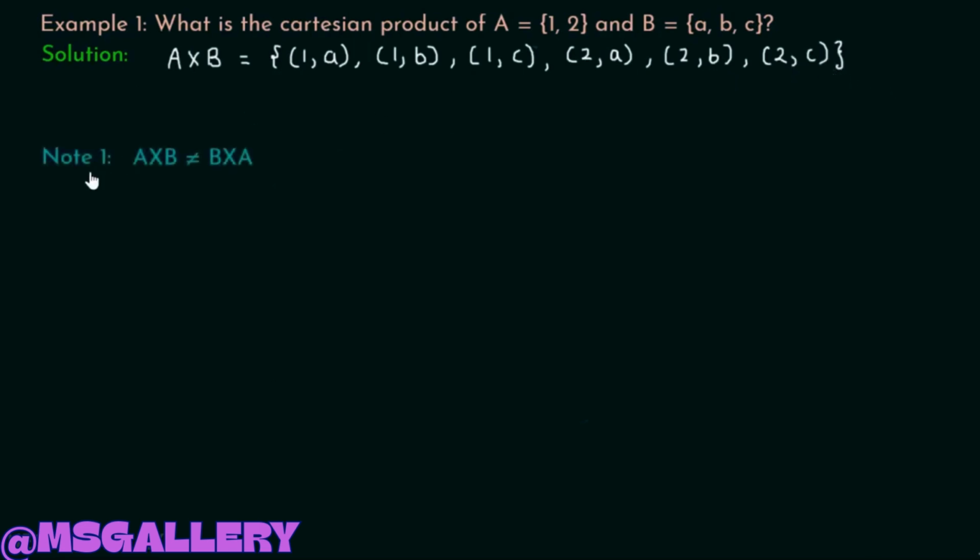Now here is one important note. A cross B is not equal to B cross A. It should be well noted that A cross B is not equal to B cross A. Why is that so? Let's discuss this with the help of an example.